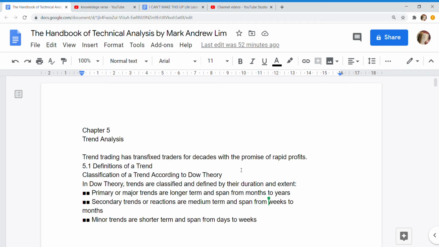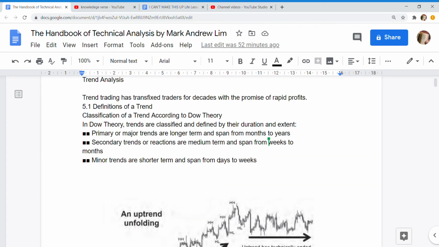Chapter 5. Trend Analysis. Trend trading has transfixed traders for decades with the promise of rapid profits. 5.1 Definitions of a trend. Classification of a trend according to Dow theory. In Dow theory, trends are classified and defined by their duration and extent.